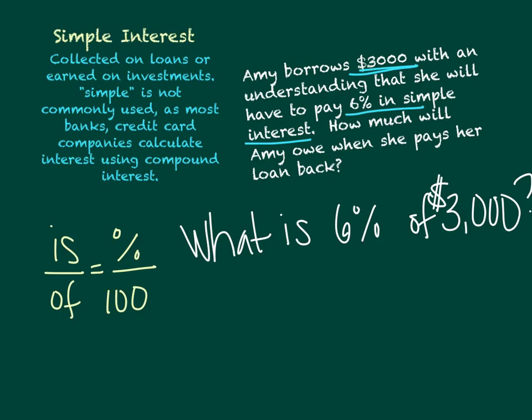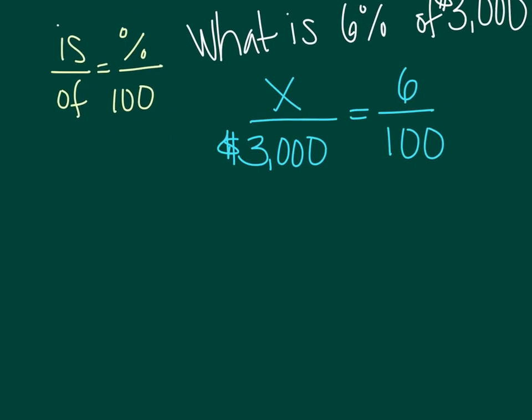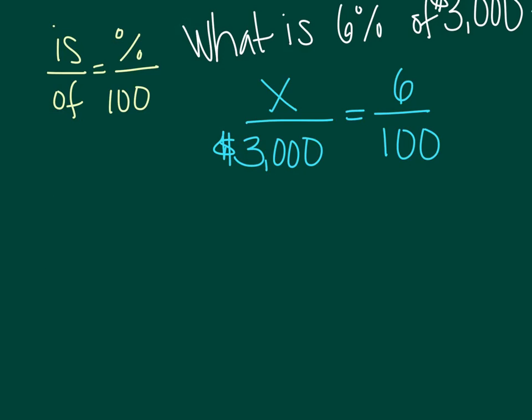And with that translated, we can now use our proportion pretty quickly. So I see that this is 6%, so I'm going to put 6 over 100. And I'm trying to answer the what is. So I don't know my is, but I know that my total, or my whole, is that $3,000 loan. And so with that now, I'm able to go ahead and cross multiply so that I have 3,000 times 6 is equal to 100 times x.